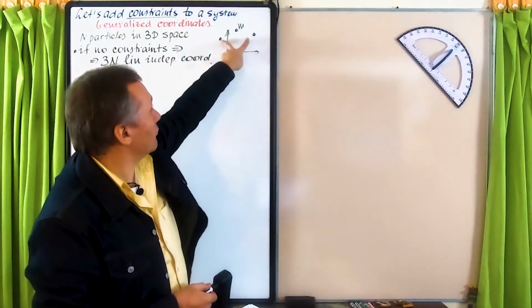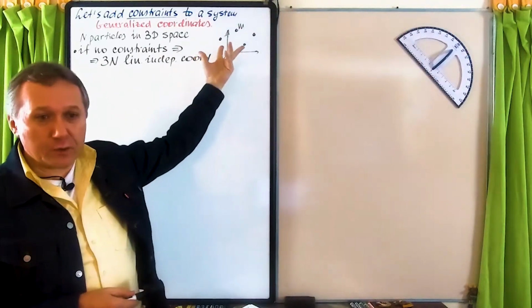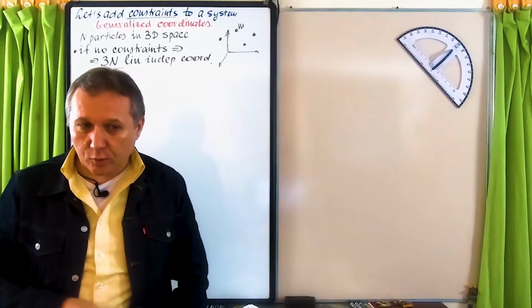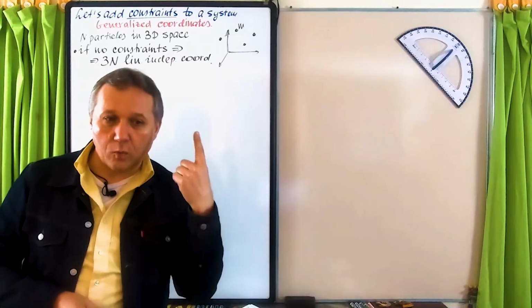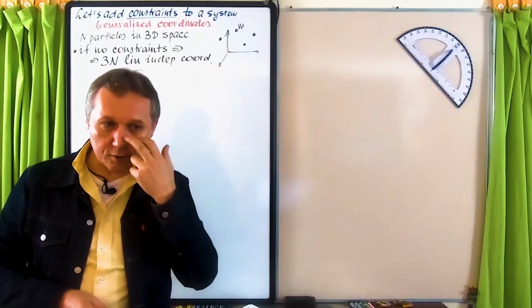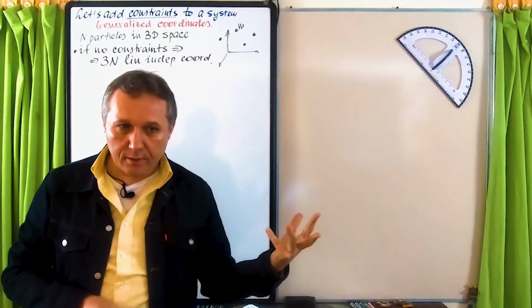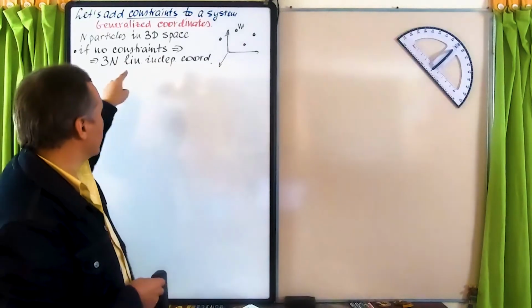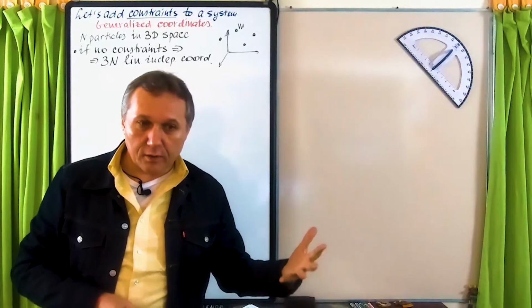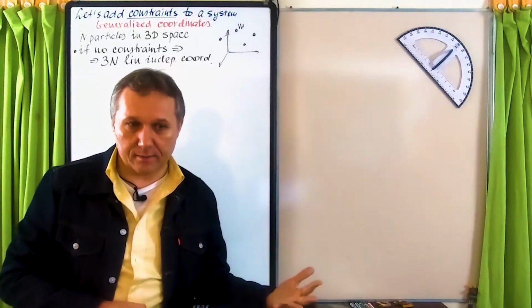If, for example, we have a rod connecting these two particles, if there is a constraint, then it means that you can connect coordinates. And the number of linearly independent coordinates will be reduced by 1. If you have 2 constraints, the number of linearly independent coordinates will be reduced by 2, and so on. So if you have k constraints, the number of linearly independent coordinates will be 3n minus k.